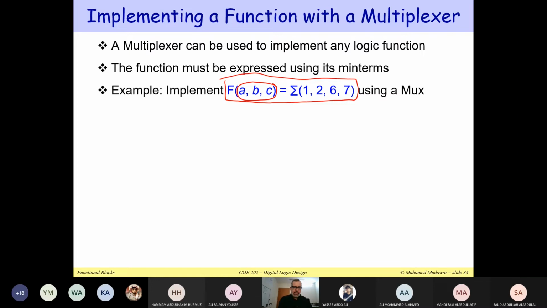Notice that I have here 3 variables, a, b, c. So these must be the inputs. F here is the output. That's the output of the function.